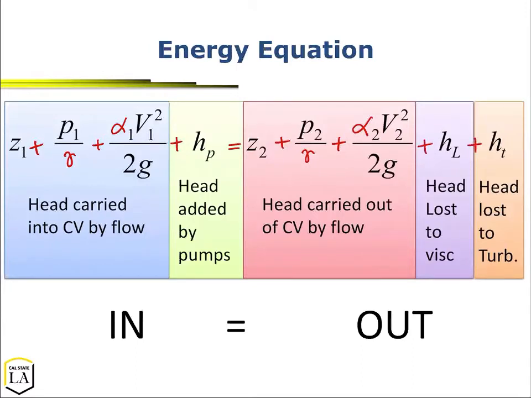All right, now we're back in order. Okay, so everything in blue is the head carried into the control volume by flow. This part in the blue is very similar to the Bernoulli equation, right? I'm going to highlight these alphas and explain them in the next slide, but it's very similar to the Bernoulli equation. Same thing in the red, right?